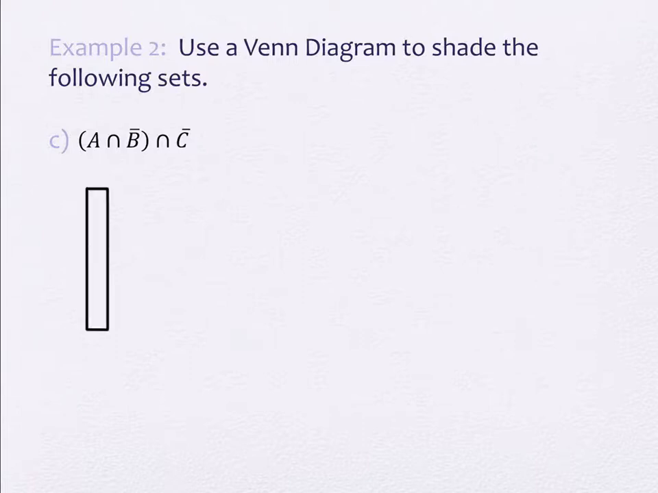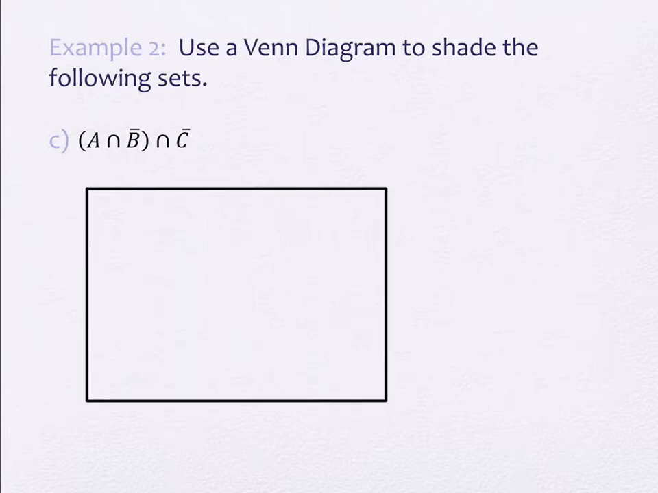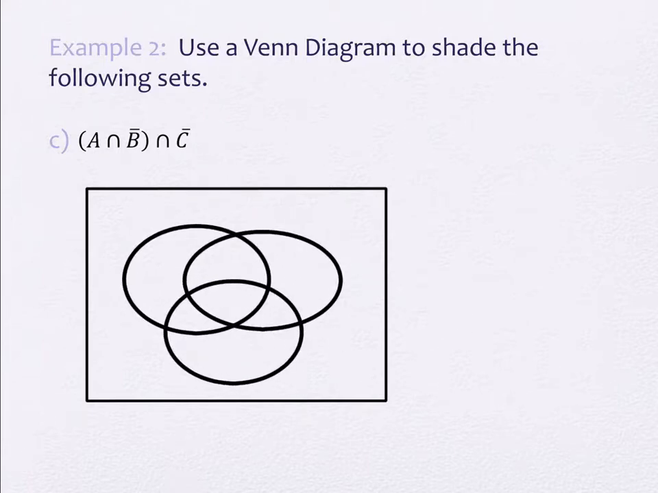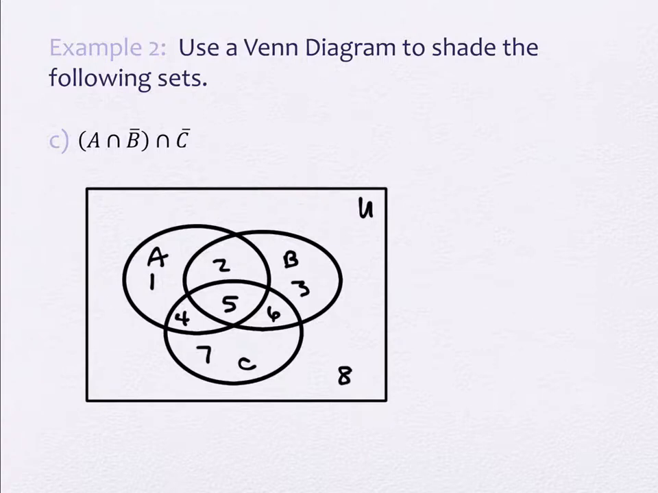So we're going to draw our diagram same way we did before, a large rectangle with 3 overlapping circles. And we're going to label them A, B, C, and universal. And we're going to number them 1, 2, 3, 4, 5, 6, 7, and 8.